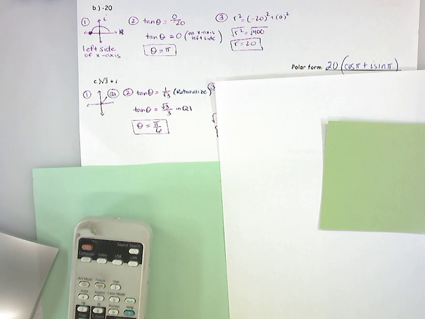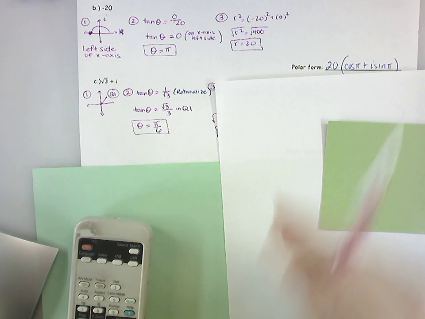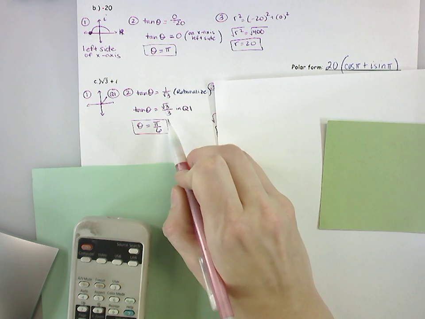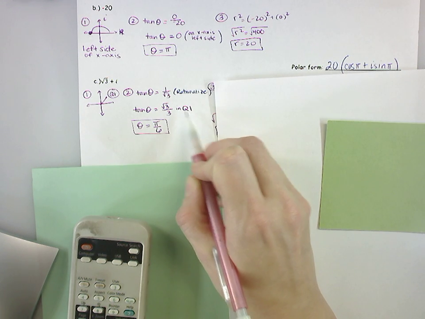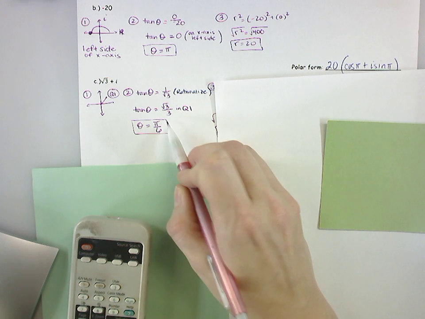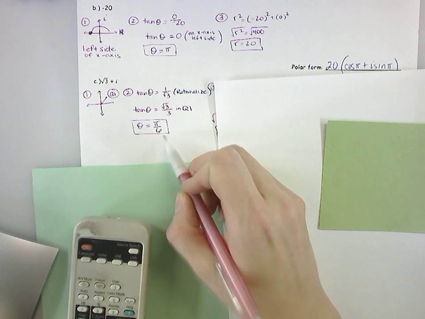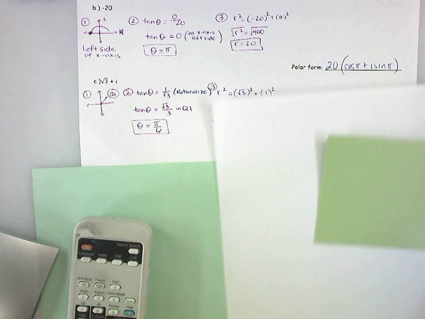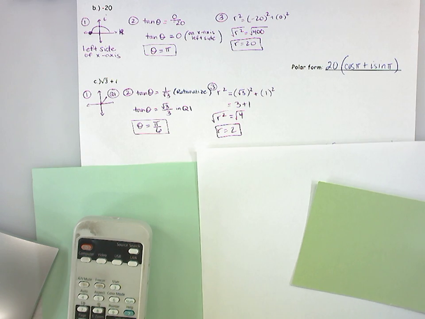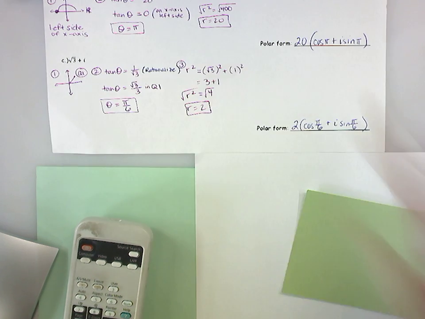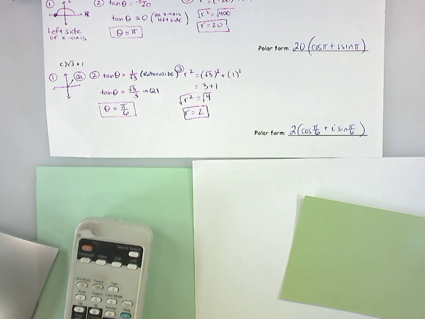Okay, so you're going to have to rationalize. So 1 over root 3, you're going to multiply the top and the bottom by root 3. Okay, and then you'd have root 3 over 3 in quadrant 1. So where is the tangent root 3 over 3, everybody? 5 or 6. Good. Okay, so your last step is to find your R value, and then you're going to write it in polar form. Okay, so what questions do you guys have for me on this?